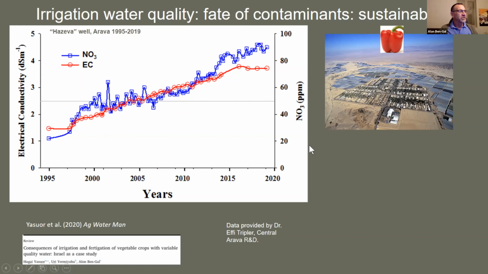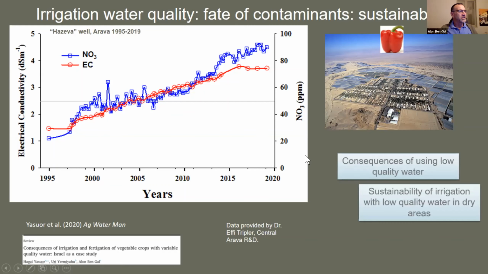So our success in dry land agriculture with low quality water comes at a cost. It comes at a cost, for the most part, here in Israel for now, of probably not being sustainable, because that kind of contamination of our deep soils and groundwaters isn't something that we can keep up forever.